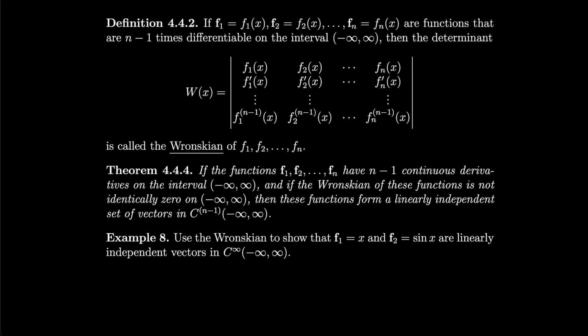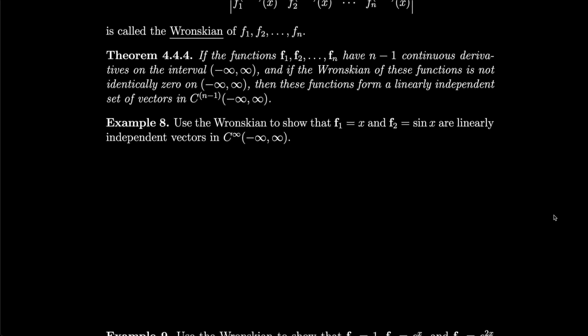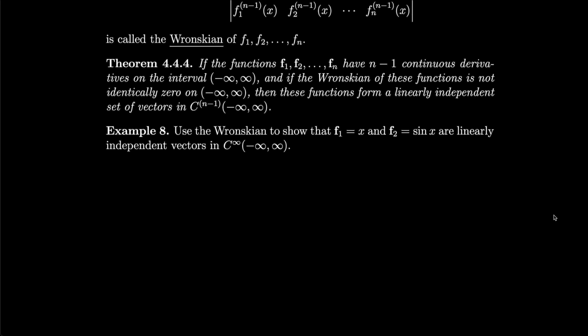Okay, so let's use the Wronskian to show that f1 equals x and f2 equals sine x are linearly independent vectors in C infinity. So what we can do is write out what the Wronskian is. We just have to write out the functions and their first derivative, because we only have two functions. So we have W of x equals x and then sine of x for the functions by themselves. Then the first derivative of x is 1. Derivative of sine is cosine. So we'll take the determinant of that. That's x times cosine x minus sine x times 1, so that's just x cosine x minus sine x.